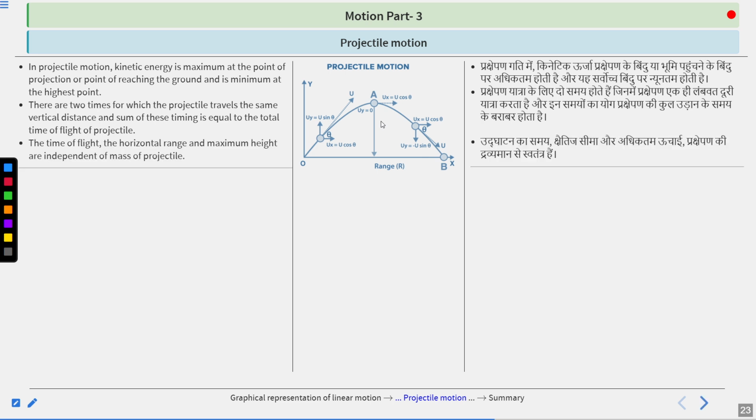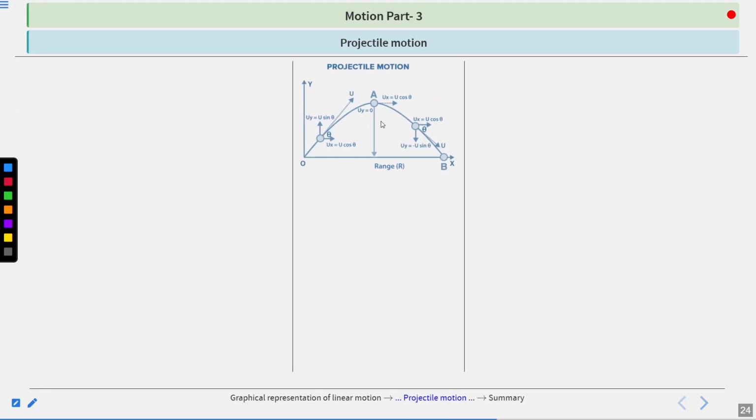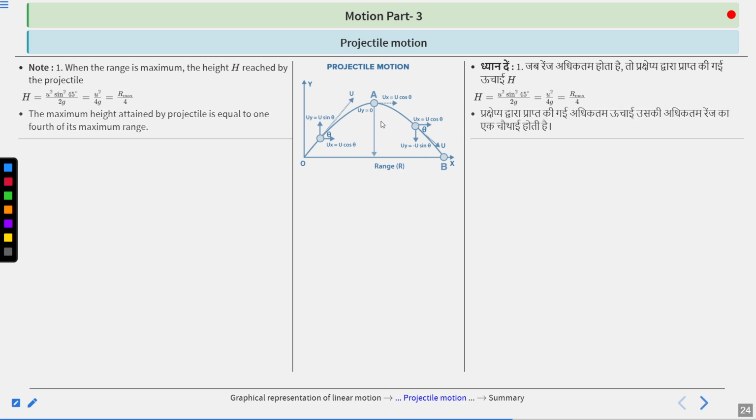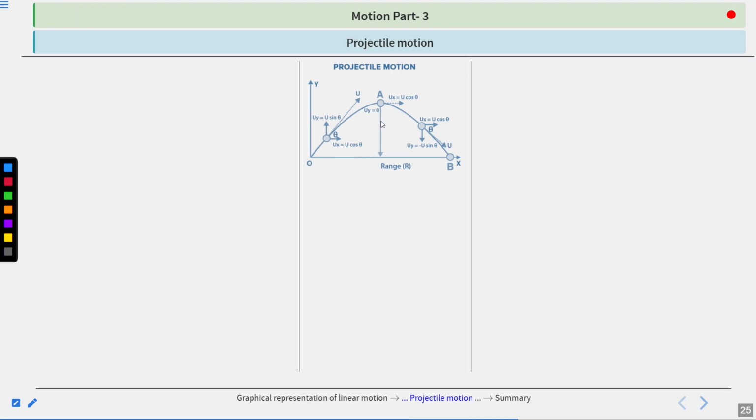The time of flight, the horizontal range, and the maximum height are independent of the mass of the projectile. Note 1: when the range is maximum, the height H reached by the projectile is equal to u squared sin squared 45 degrees by 2g, which is equal to u squared by 4g, which is equal to R max by 4. The maximum height attained by the projectile is equal to 1/4 of its maximum range.